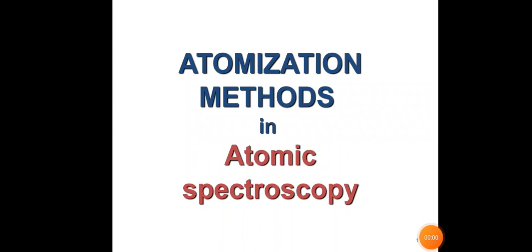In this part we are going to talk about different atomization methods in atomic spectroscopy. As I said before, in atomic spectroscopy we have to vaporize the sample and atomize it, and then measure the absorbance or emission or fluorescence.